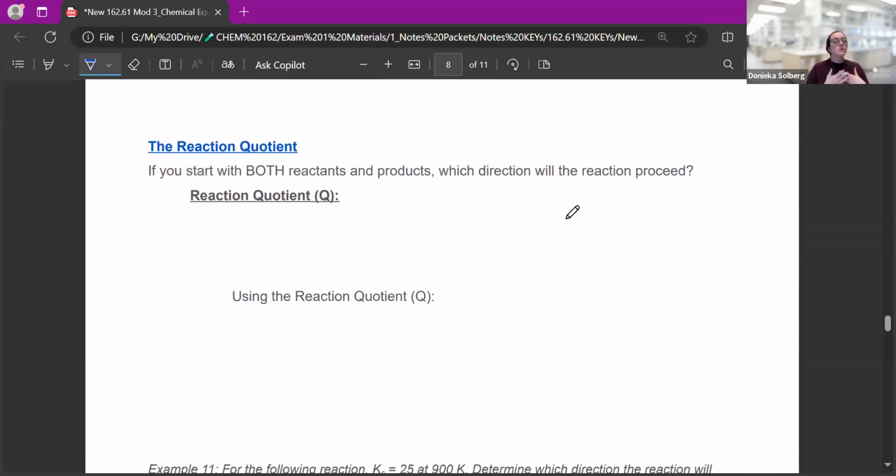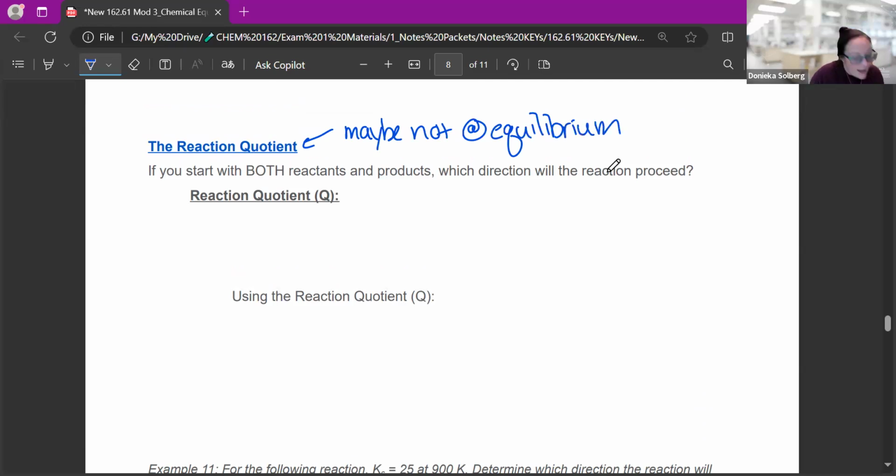So if I were to start with both reactants and products, I want to know what's going to happen if it's at equilibrium or if it's going to do something to reach equilibrium. We can calculate what's called the reaction quotient, and we're going to call it Q. All right. Now, the reaction quotient, or Q, is calculated just like K, but it doesn't have to be at equilibrium. It can be calculated at any time. So the reaction quotient is maybe not at equilibrium. I added some more of something in, I can calculate the reaction quotient still.